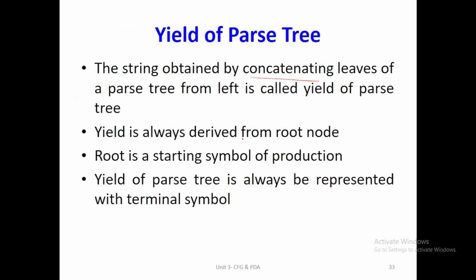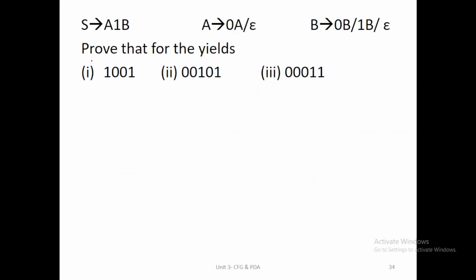So yield is always derived from the root node. What is your root node? The root node is the starting symbol of the production. The yield of a parse tree can only, always, be represented with terminal symbols. So these are all the conditions for the yield of a parse tree. Then let us discuss a problem for yield.